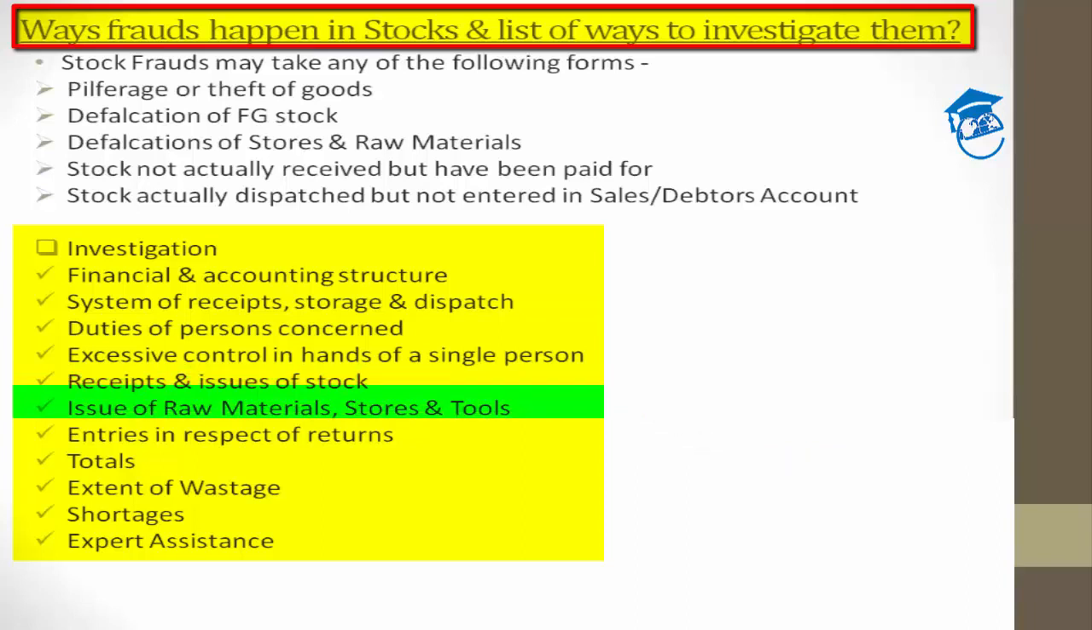Then comes, you need to verify what? You need to verify the issue of raw material, stock and tools to the factory. How much is being provided as far as the issue of raw material, stock and tools are concerned. And you need to check the receipt of the manufactured goods in the godown with the relative source documents.